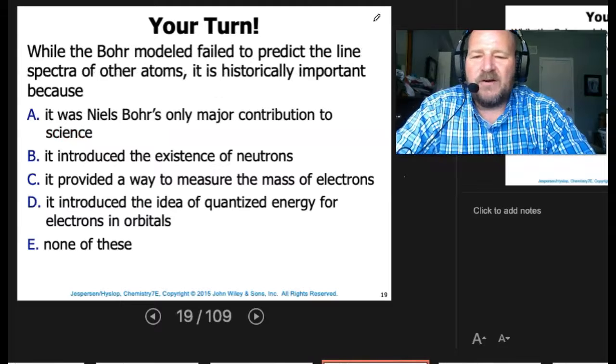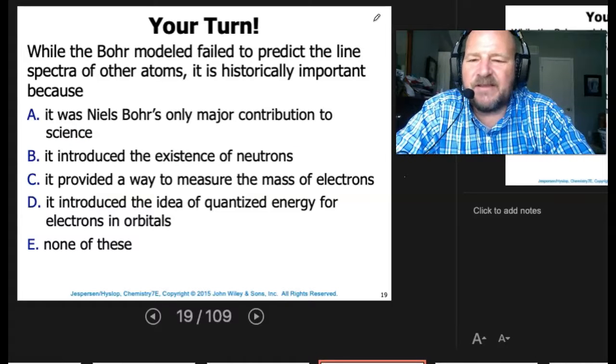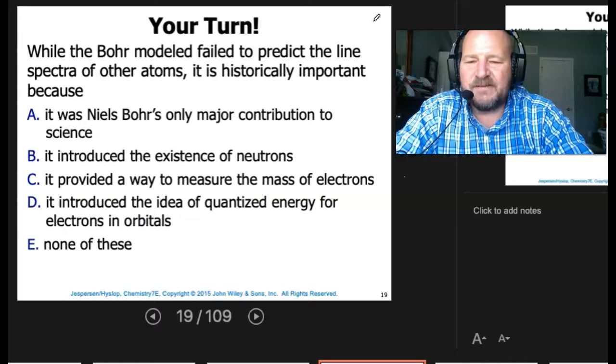All right, while the Bohr model failed to predict the line spectra of other atoms, it is historically important because, well, it was Niels Bohr's only major contribution to science.